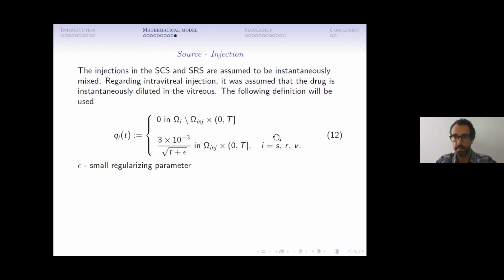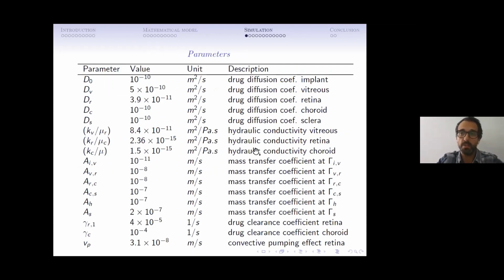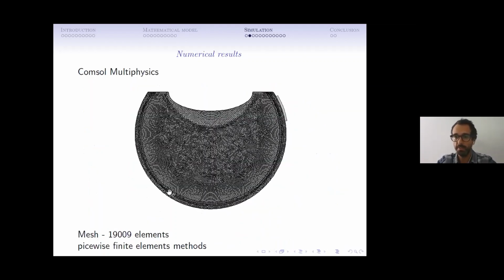The first simulation. To do the simulation, we need to consider a lot of parameters. I only say that the diffusion coefficient that we use here is related with dexamethasone, which is used in experiments related with eye disease. The other parameters are known in the literature, and we will use COMSOL Multiphysics to solve the problem, and we use piecewise finite element methods.